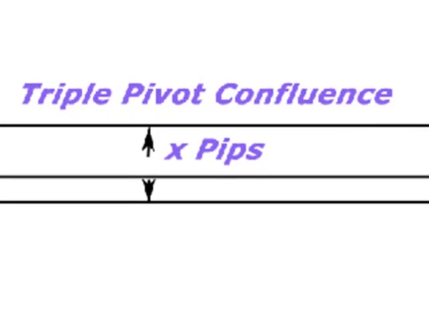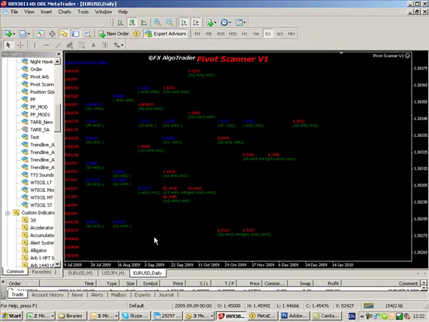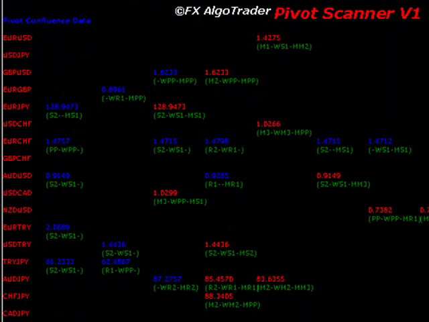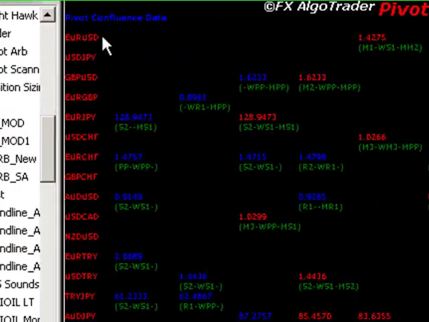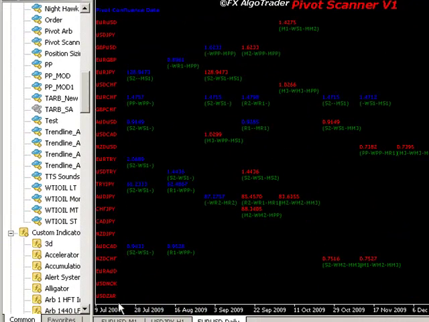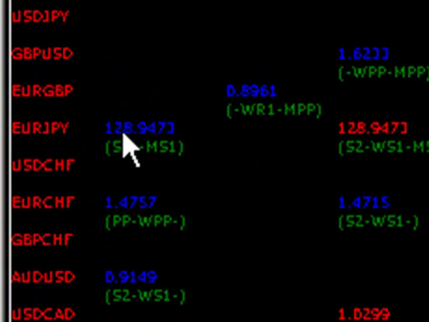So the actual interface which we've developed sits as an expert advisor within MT4. You can see here on the screen it's actually analyzing quite a lot of currency pairs. I think there are 23 pairs in here, which it can automatically scan and find appropriate twin and triple level pivot confluences. The data display here is represented.